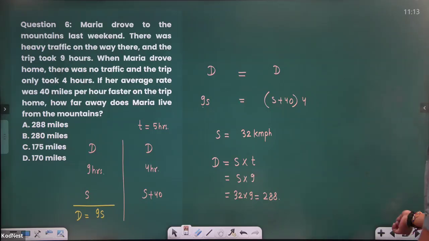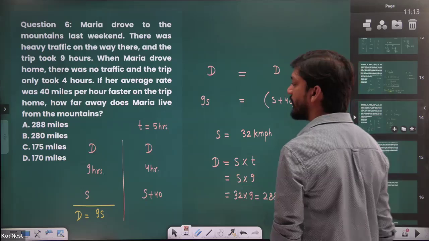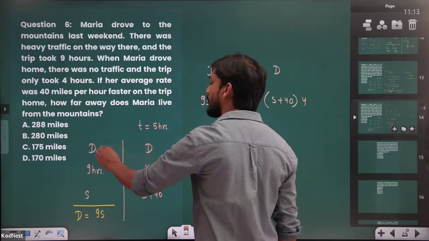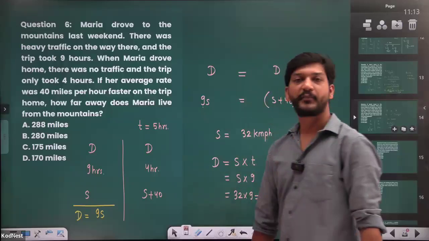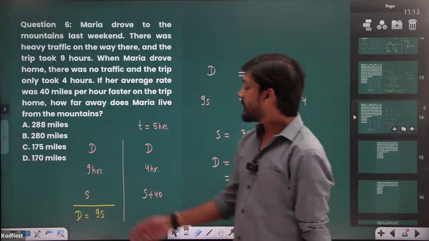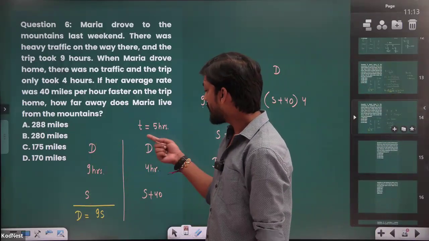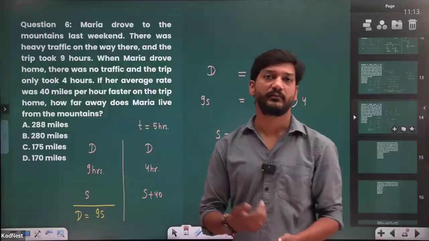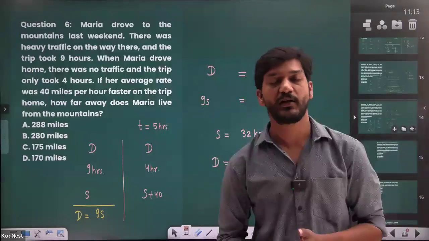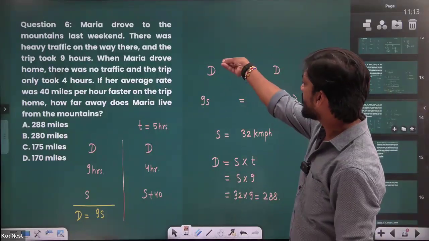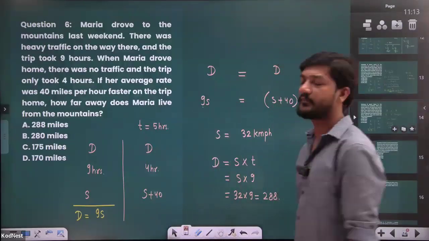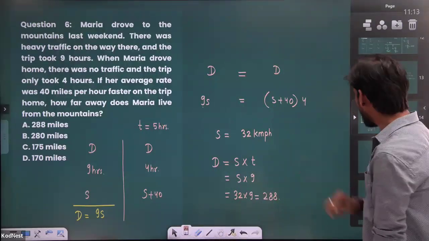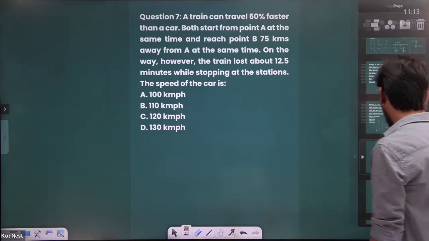All right. So this is also one way. If distance is same, calculate distance, equate it. Speed into time, equate it. If suppose speed is same, then distance upon time, equate it. That is also good. So it depends on what is constant. Whatever is constant, calculate for the first one, calculate for the second one, equate it. So this is the best way to solve it. Let's see the next question.